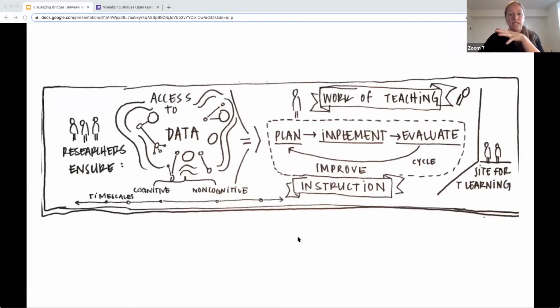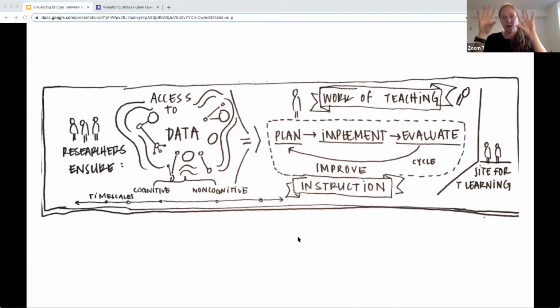Well, the work of teaching includes this plan, implement, evaluate, improve cycle, right? So teachers are doing this all the time. And in order to become successful, we improve this cycle. Well, researchers over on this other end have access to all this data and information that can inform teaching. So we need to link these two so that the knowledge of researchers is linked to the work of teachers so that they can collaborate and increase student learning outcomes so students can be more successful.